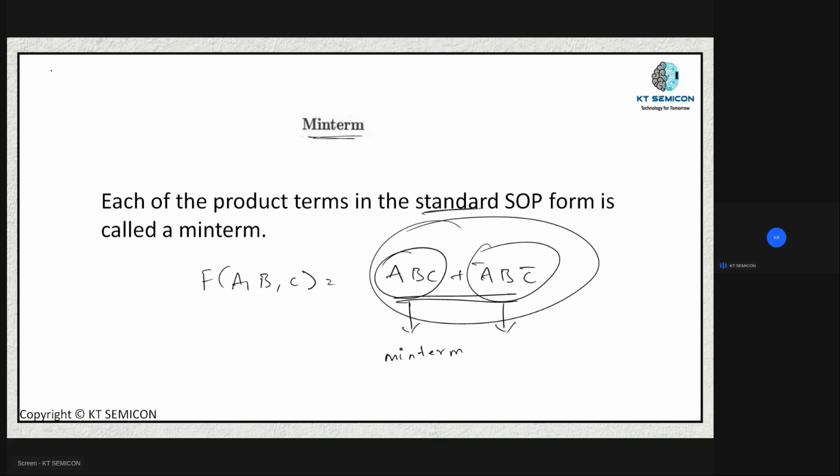Let's say I take one more function, f(a, b, c) = abc' + ab + ac'. For this expression we cannot call these product terms minterms, because in the definition it is written that each product term in a standard SOP form of representation is what is known as a minterm. These product terms are not minterms because it is not a standard SOP form of representation.